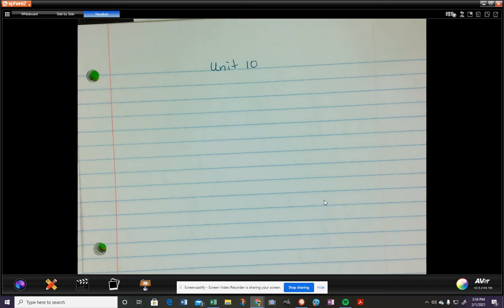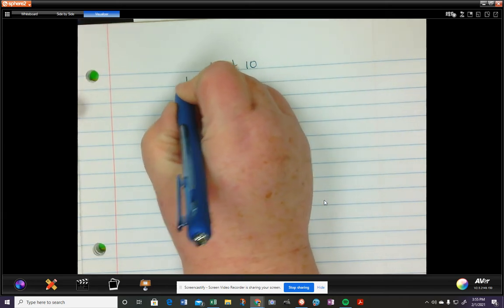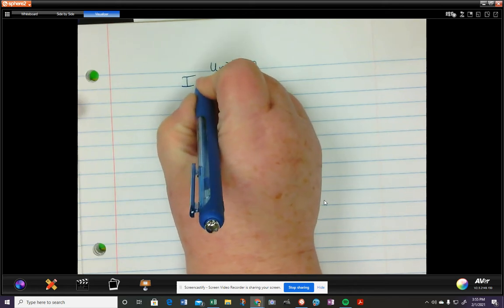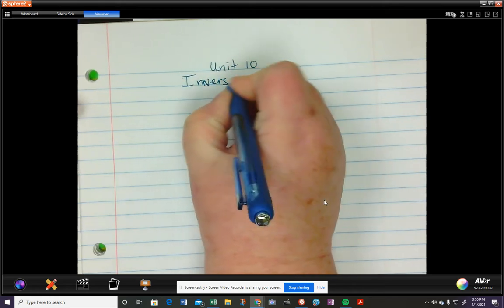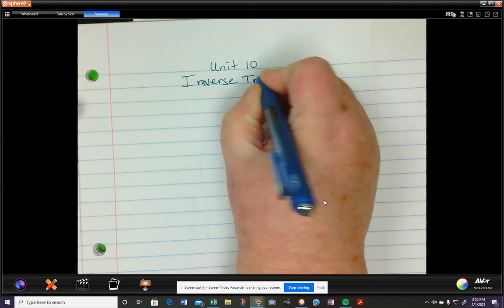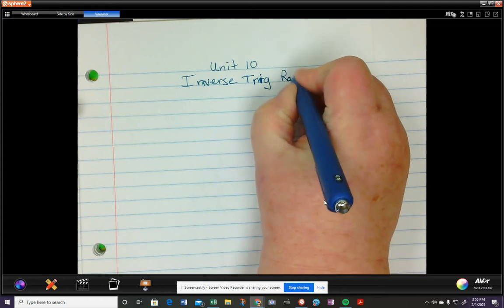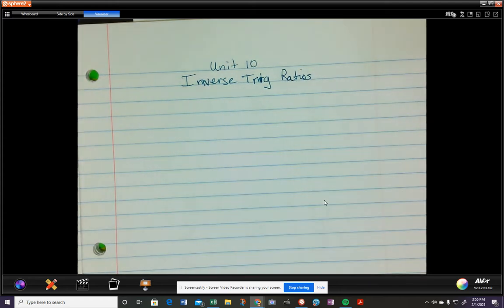Talking about inverse trig ratios. Yes, we're still doing trigonometry. So inverse trig ratios. I'm just telling you, I can't write today. Inverse trig ratios. So inverse literally means to undo the original.